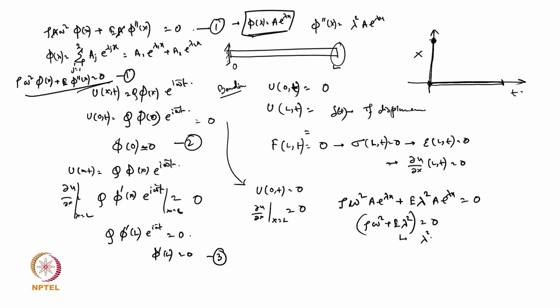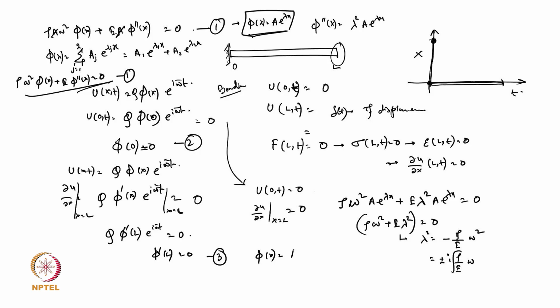Okay. So what will be the root? Lambda square equal to minus rho by E into omega square. Make sense? So that will be equal to I into plus minus I into this. Okay. So what can be my solution?